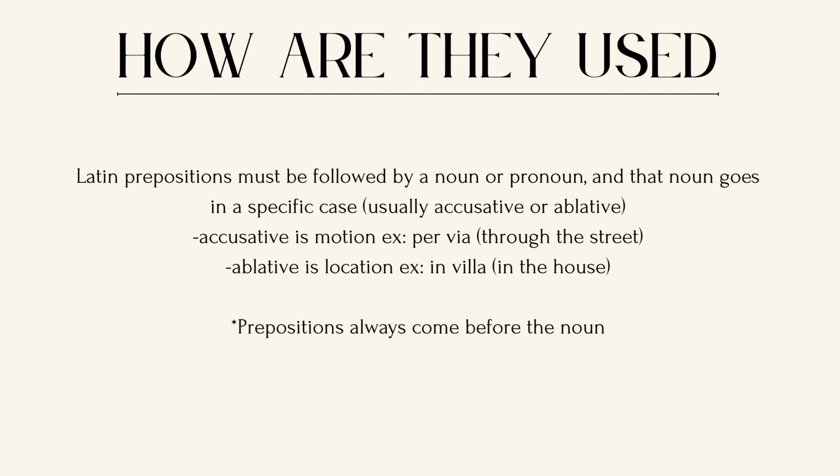So Latin prepositions must be followed by a noun or pronoun that the noun goes to in a specific case, which is usually accusative or ablative. So accusative is more motion. So for example, per via means through the street. So per means through, and that is a motion, right? Something's going through the street. And then ablative is location. So for example, in villa means in the house. In is in. And then prepositions must always come before the noun in Latin.